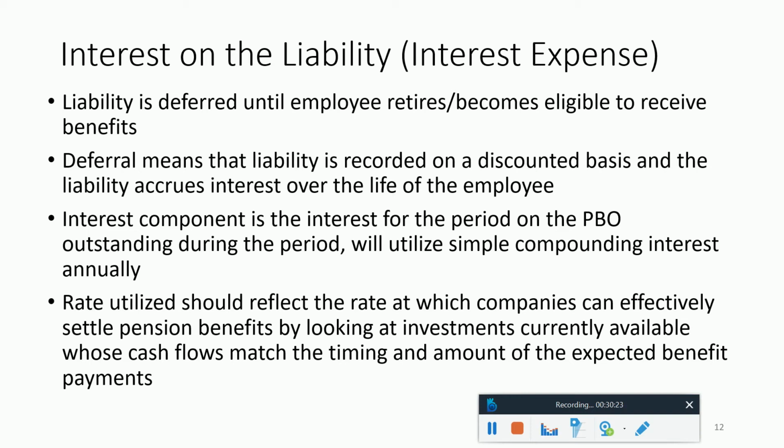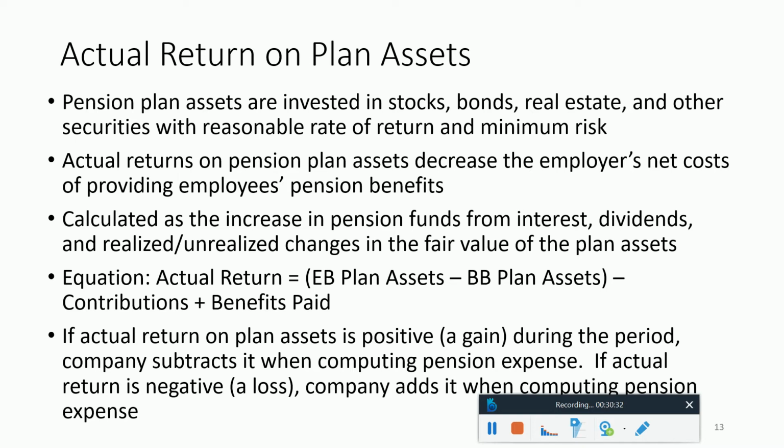So again, for the problems in our class, you are not going to be expected to determine the interest rate. It will be given to you. The actual return on plan assets. So I mentioned that the plan assets are going to be invested in stocks, bonds, real estate, whatever other securities, with a rate of return and a risk profile that works for whatever has been defined in the pension plan document. Most pension plan documents are going to outline what the mix of different types of investments the administrator is allowed to invest in.